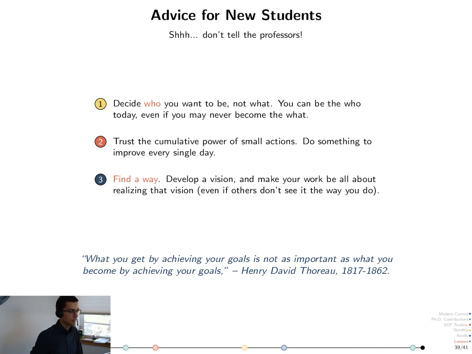I like this quote by Henry David Thoreau, an American author from the 19th century, which says that what you get by achieving your goals is not as important as what you become by achieving your goals. And I think that's very true in all matters of life, whatever you decide to pursue.